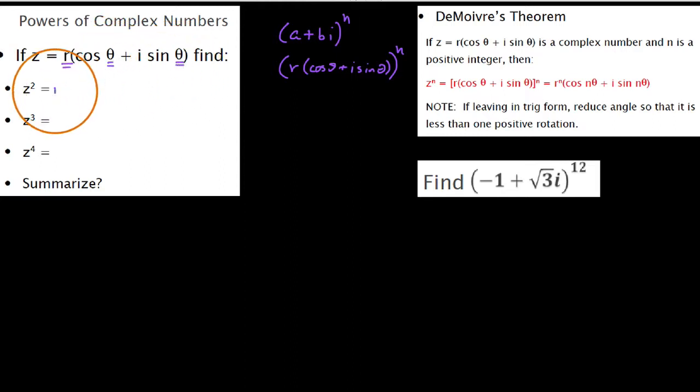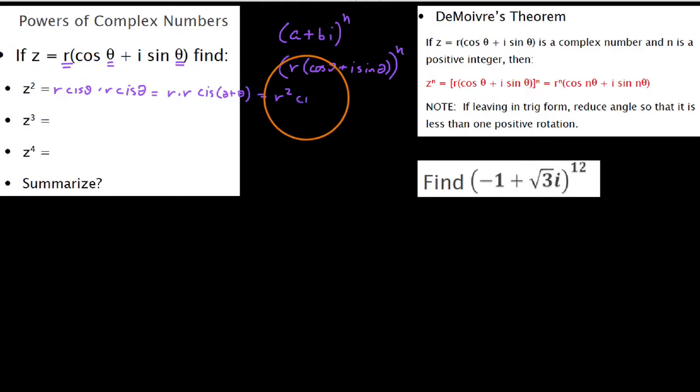So when I say z squared, I'm going to write it like this: r CIS theta times r CIS theta. I'm going to use the abbreviated form, and what we really get is r times r, and then CIS theta plus theta. So we end up with r squared, and then CIS 2 theta.